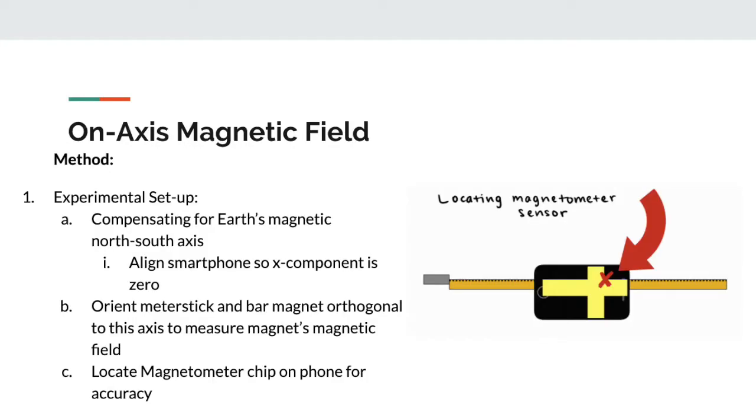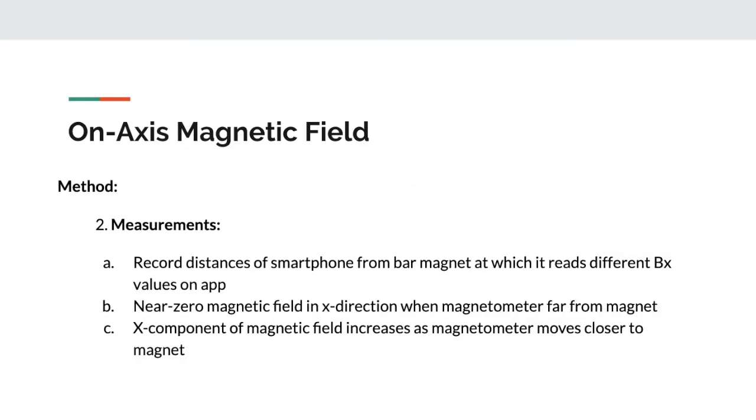on the screen. To calculate the on-axis magnetic field, I first compensated for Earth's magnetic north-south axis and oriented the meter stick and the bar magnet orthogonal to this axis, so that I'd only be measuring the magnet's magnetic field. I then located the magnetometer chip on my iPhone for accuracy. I then recorded distances of my smartphone from the bar magnet, at which it read different BX values on the app I used, repeating 3 times for each distance for accuracy.